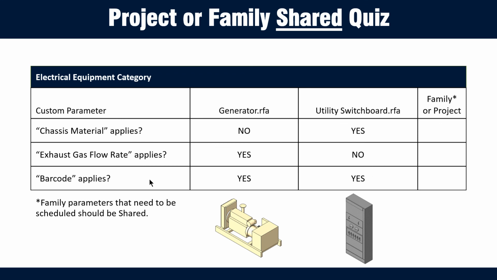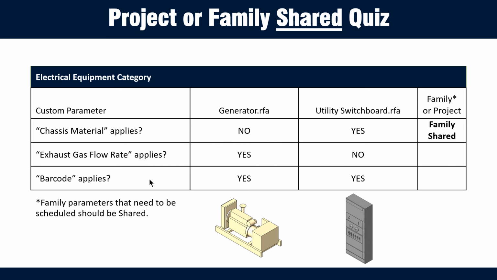So let's say I have the first parameter over here called chassis material, and let's say that material does not apply to the generator, excuse me, but applies to the utility switchboard. Should I make this parameter a family shared parameter, or should I make it a project parameter? What's that? He says family, and he is correct, right? Because it pertains only to this, not to this.